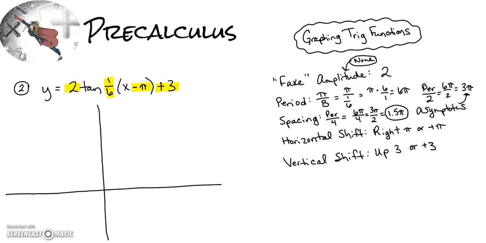Now the vertical shift they sometimes write in front of the equation, so they might have it written as 3 + 2 tangent 1/6. If they have it written this way, the 3 is still the vertical shift. It means the same thing as the original. Some books just choose to write it that way.